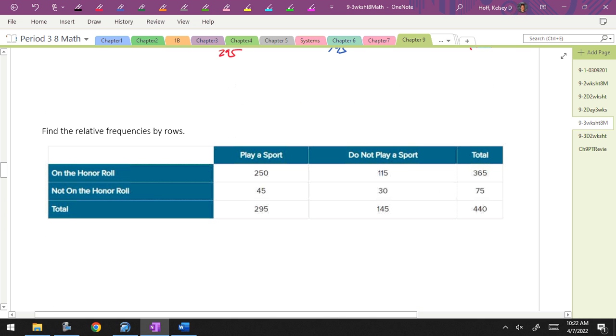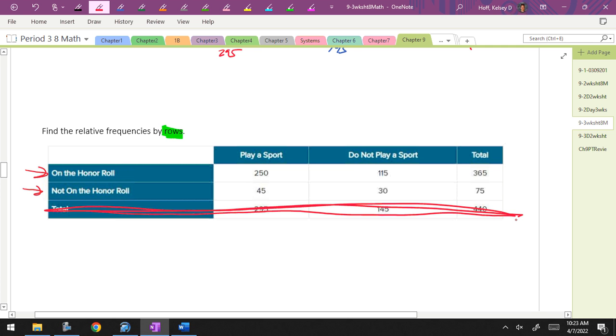Now this one says relative frequency by rows. So we're really going the other direction now. When we went by column, I didn't need the total column. Guess what? When I go by rows, I don't need the total row. This is the same data, but this time we're working a different direction. So for on the honor roll, what's my part, what's my whole? Bingo. Fill out both rows for me.